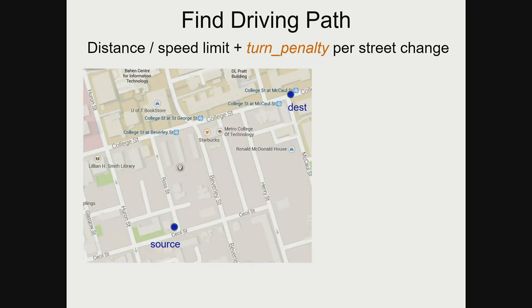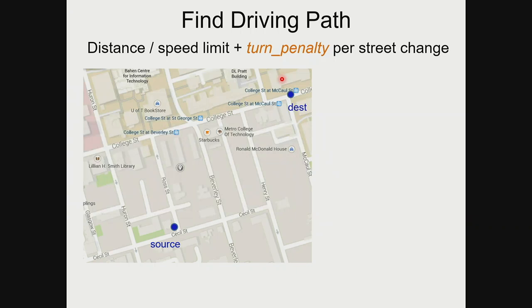Imagine that we're driving from the source here, which is Cecil and Ross Street, to the destination. There are multiple ways to do this. First of all, we are assuming. Sorry. Yeah. Go ahead.